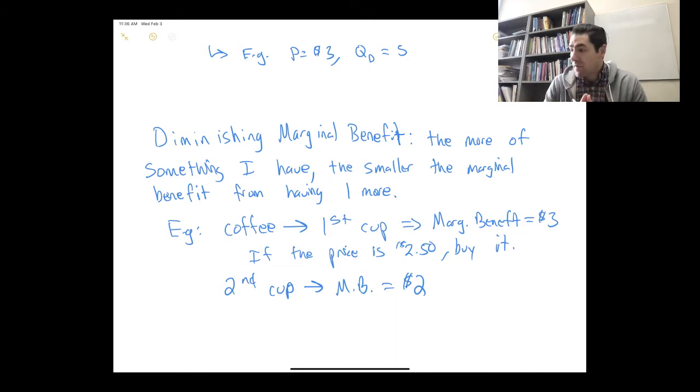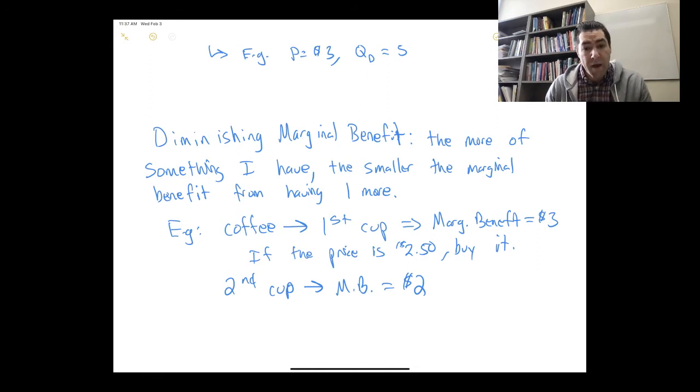If you're like me and you really need a cup of coffee in the morning, I'm willing to pay a lot more for that first cup because if I don't, I'm not going to feel good the rest of the day. The second cup might be nice to have, but it's not nearly as essential as the first one. And so that's this idea of diminishing marginal benefit.